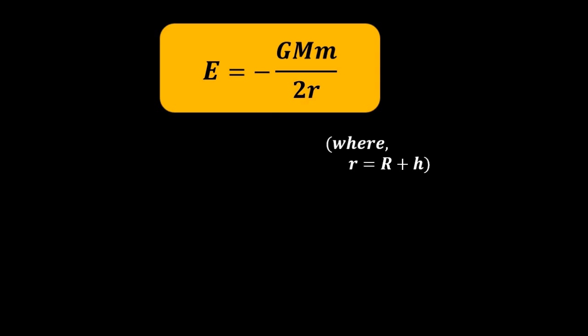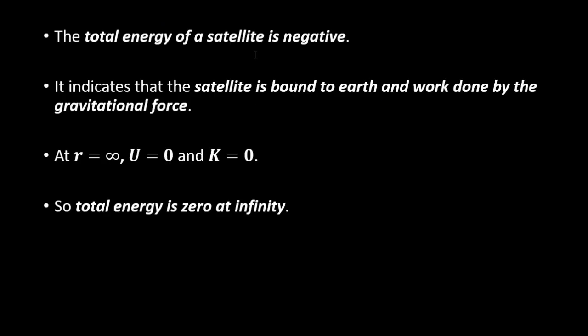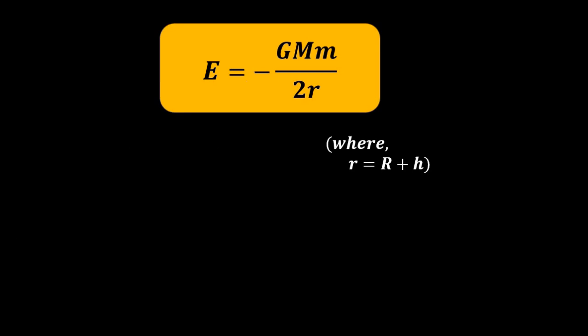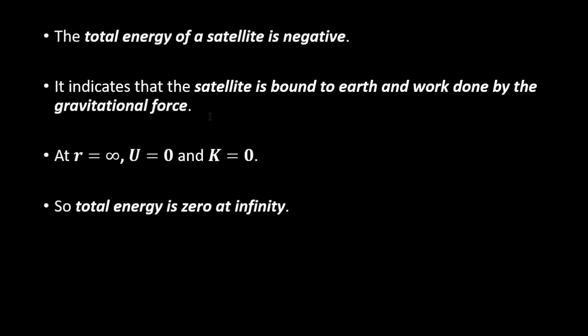Now here there are some interesting things. Again, the total energy of the satellite is negative, the negative sign. So again here the negative sign indicates that the satellite is bound to Earth, and it moves around the Earth in a fixed circular orbit. It is because of the gravitational pull, work is done by the gravitational force. That's why the satellite remains in a fixed circular orbit and it is bound to Earth. It moves around the Earth in a fixed path.